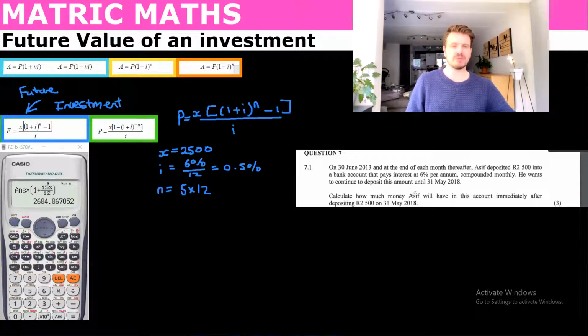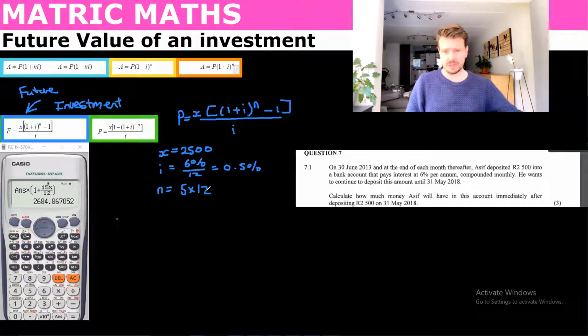And if you're not sure about that, we've got June, July, August, September, October, November, December, January, February, March, April, and then he pays in May again. So that's 12 payments. So that's how we get that.